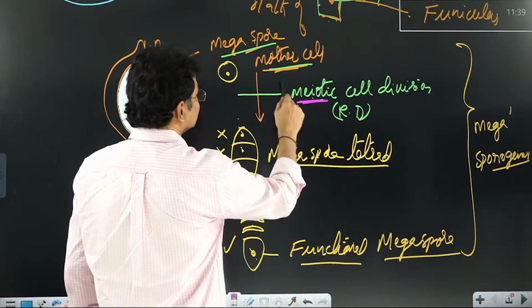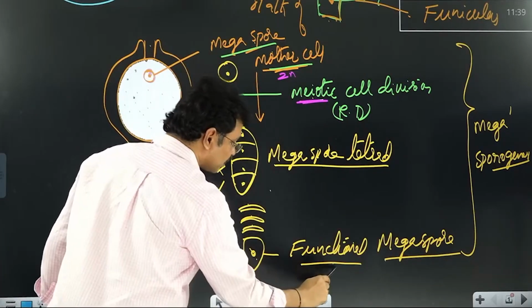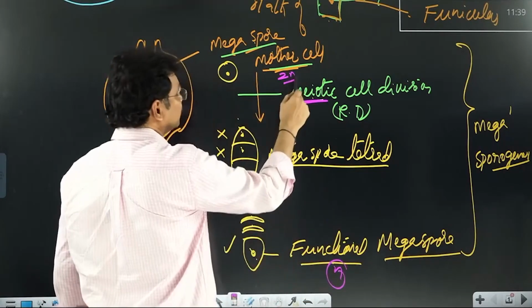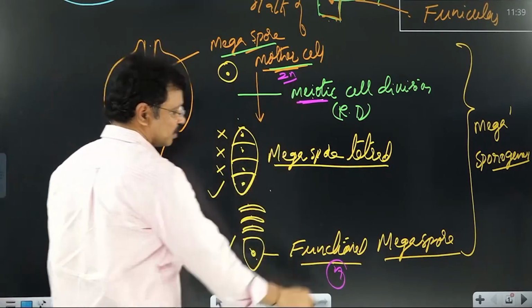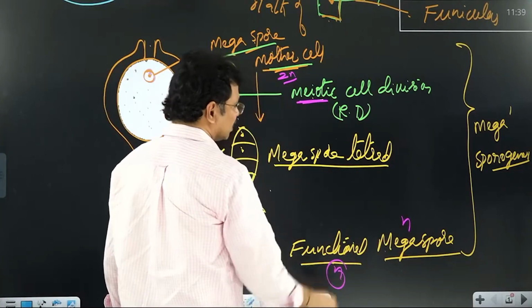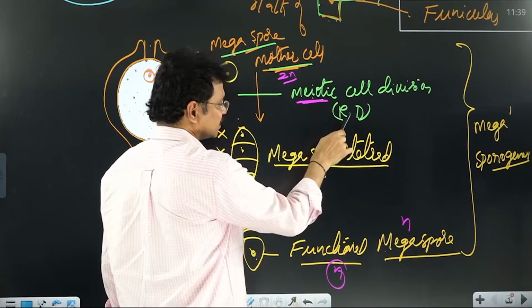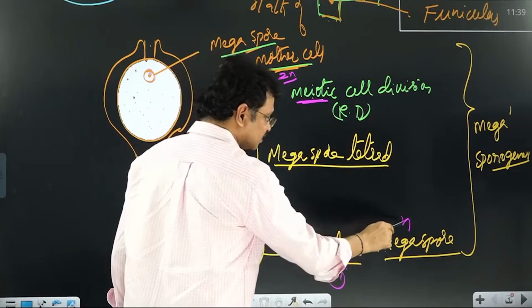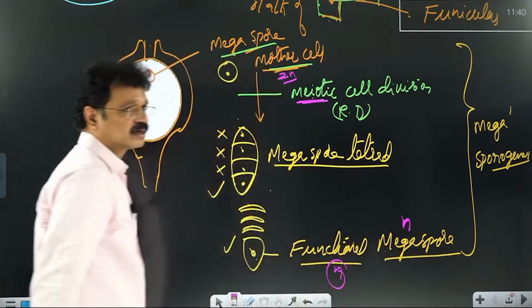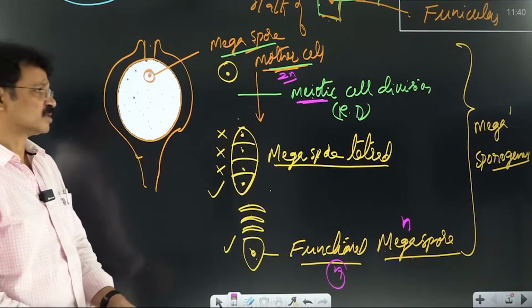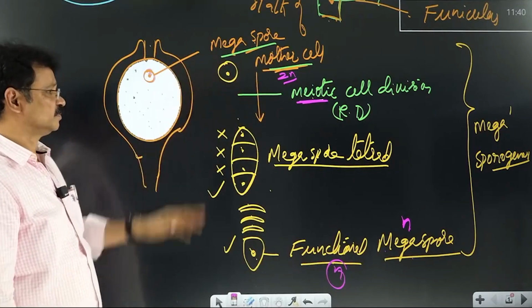This meiotic cell division is essential to form haploid daughter cells from diploid mother cell. The ploidy of megaspore is haploid. The ultimate aim of this meiotic cell division is the genetical recombinations as well as formation of haploid daughter cells from diploid mother cells.